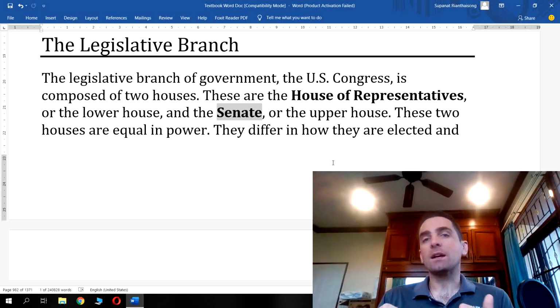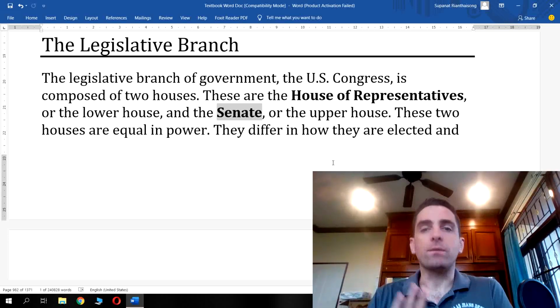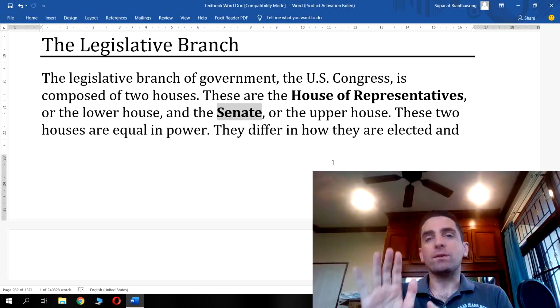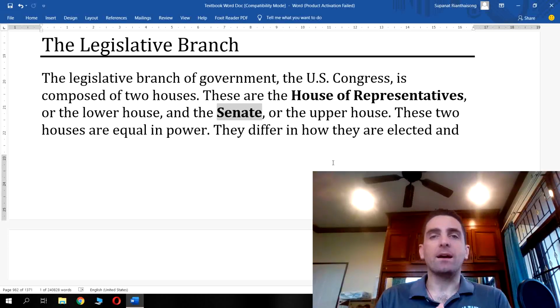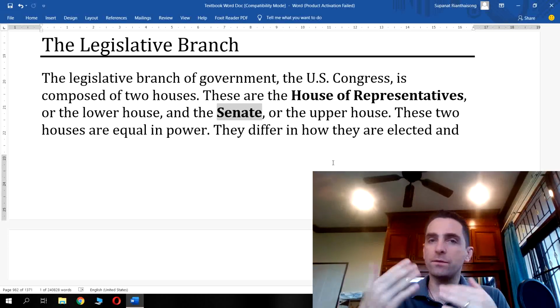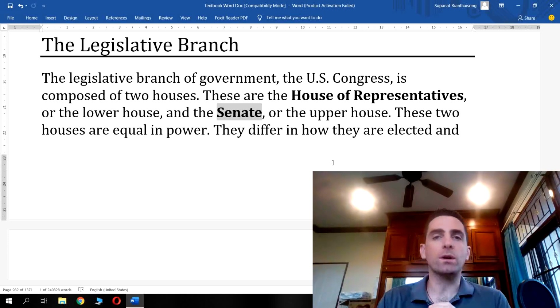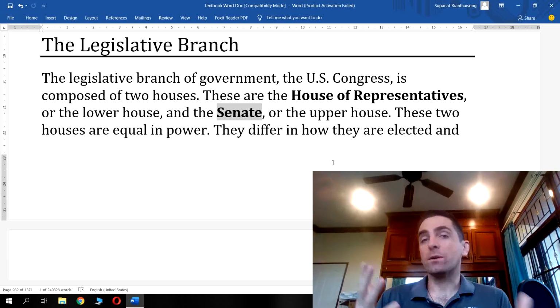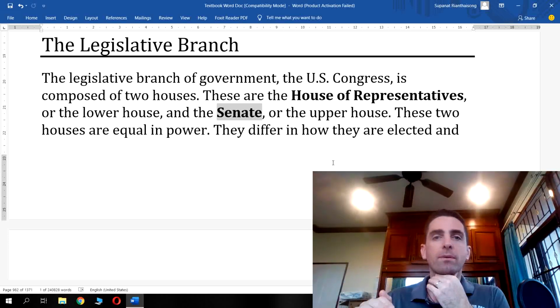Which means the Senate can actually block a proposed piece of law by the House of Representatives if they want. They can prevent it, they can send it back and say to the House of Representatives, do it again, this isn't fair for the state of Oregon, or for whatever smaller state that is. So you can see it provides a balance.